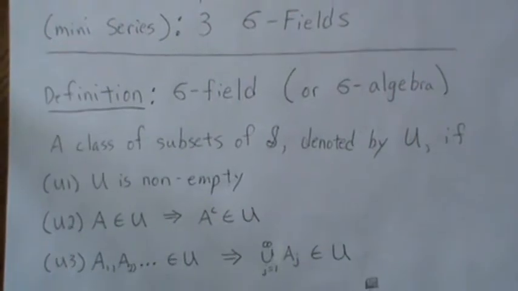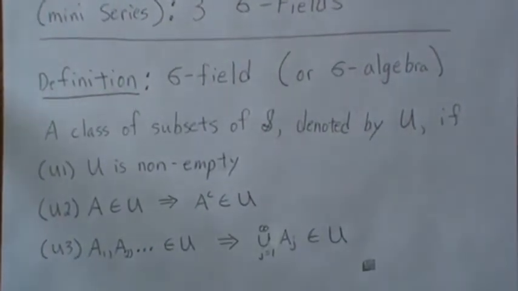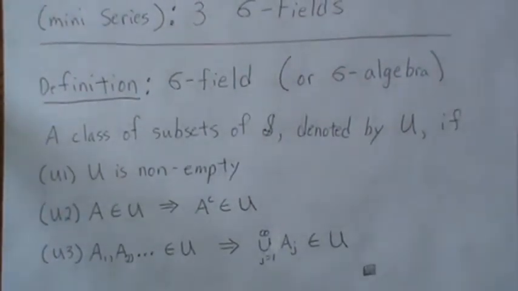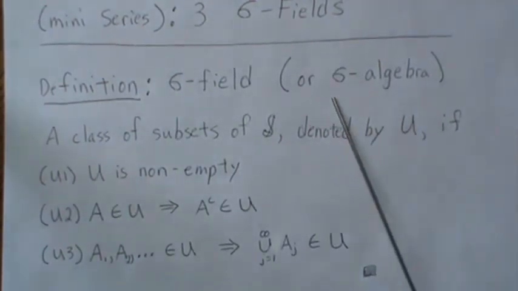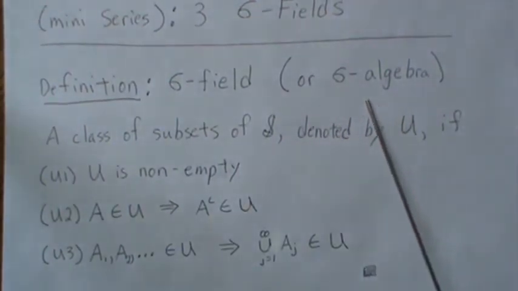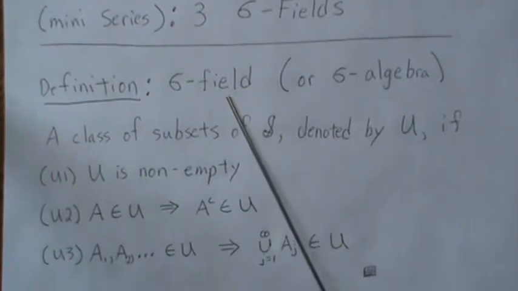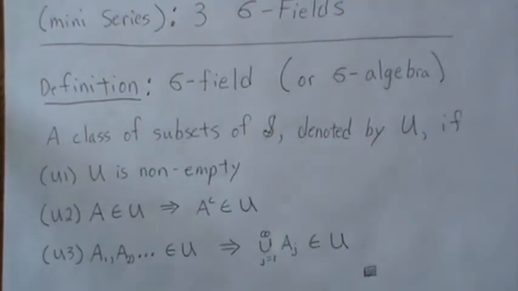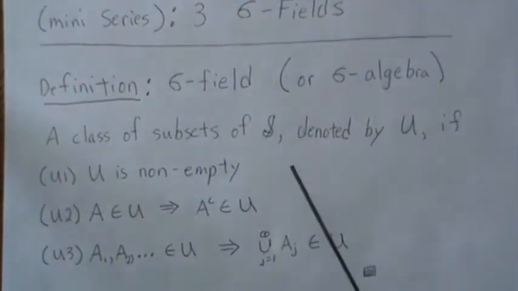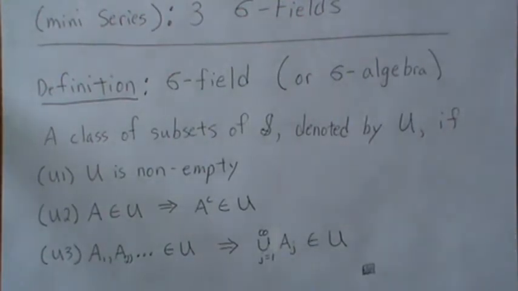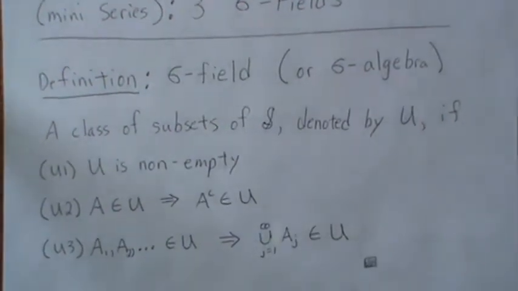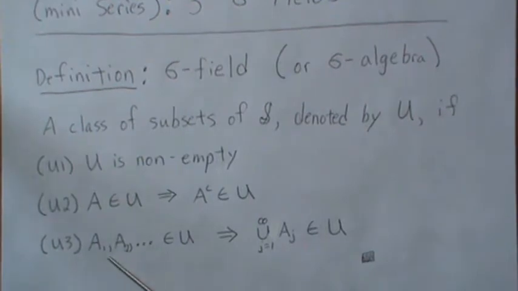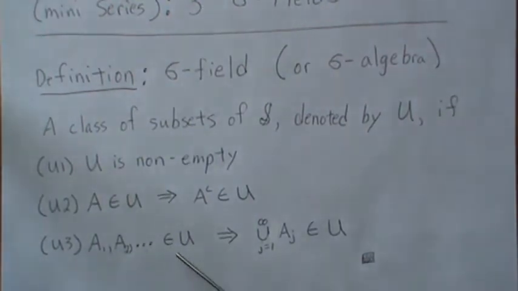So the definition will look very similar to a field. Now, mathematicians tend to call this an algebra or a sigma algebra. Statisticians tend to call it a sigma field. Not sure why the different notation, but I'm going to call it a sigma field. And as we go through these, the only difference is this last condition.